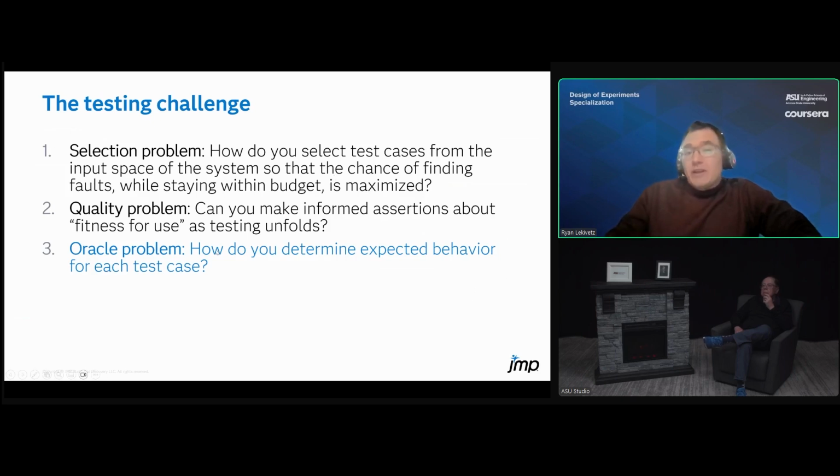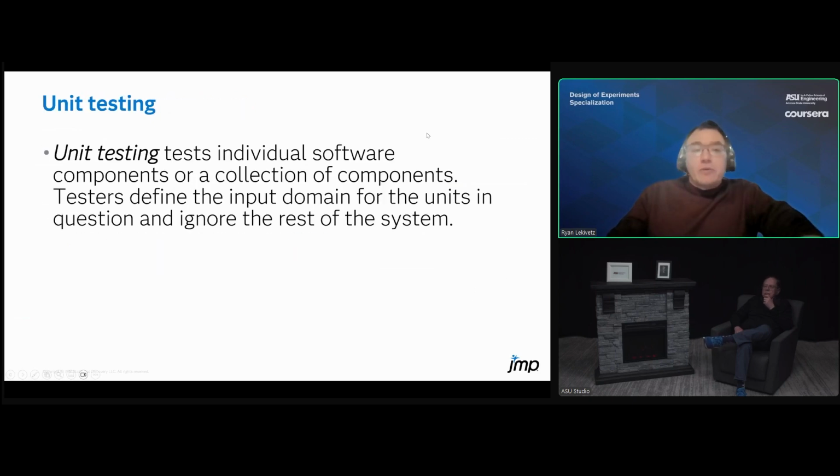Now, at the same time, that quality problem, that's kind of saying, well, how good is our design, right? So if I can create this design of experiments or this test suite, can it tell me anything about the fitness of use for the software when it goes out? Right. Now, if you have some familiarity with testing software, this is a common thing that you hear about. So this idea of unit testing, right? So unit testing is going to test individual software components or a collection of components. And so in particular here, testers are going to define the input domain for the units in question and ignore the rest of the system.